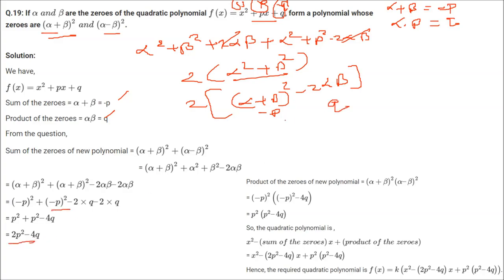Now let us multiply it. Alpha plus beta whole square and alpha minus beta whole square. So what you can do here is, you can take alpha plus beta and alpha minus beta, because alpha minus beta whole square we have already found just now, right? Alpha minus beta whole square is alpha square plus beta square minus 2 alpha beta. And this alpha square plus beta square we have already found as alpha plus beta whole square minus 2 alpha beta.